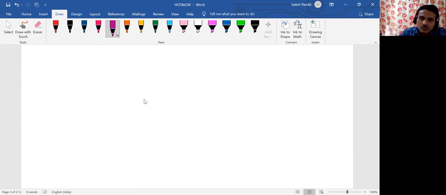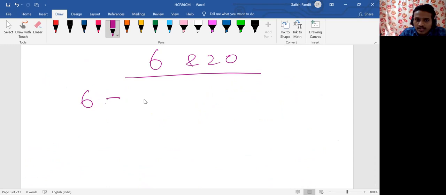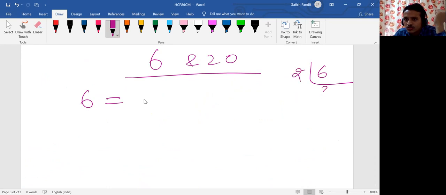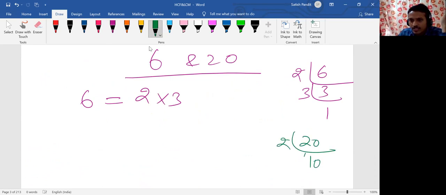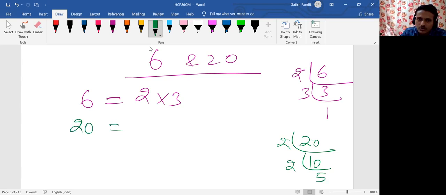So 6 and 20, we are going to find out the HCF and the LCM. Already I taught you how to write a number as the product of prime factors. 6: 2 threes are 6 and 3 ones are 3, so I can write 2 into 3. Then I have 20. I can write 20 as 2 tens and 2 fives, so I can write 20 is equal to 2 into 2 into 5.